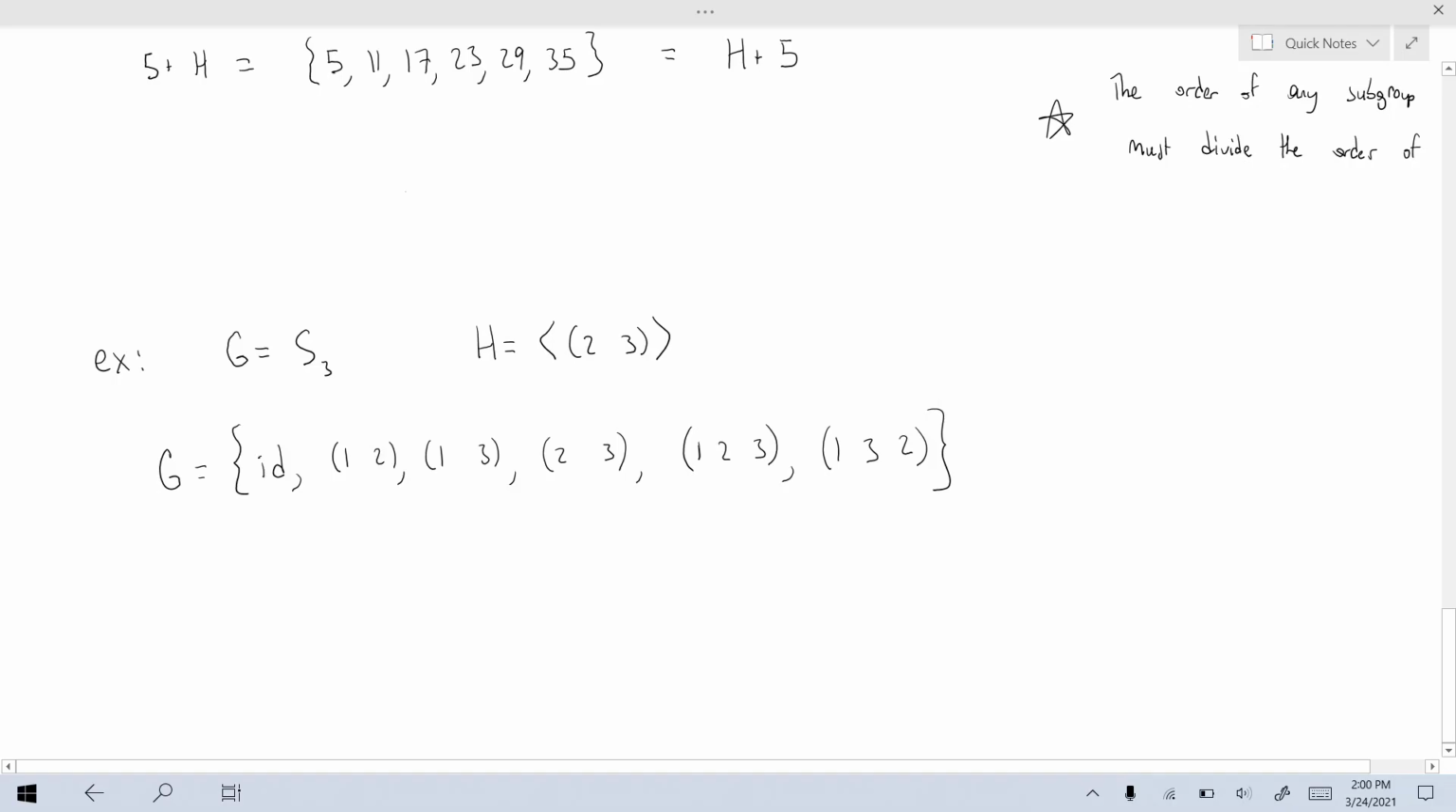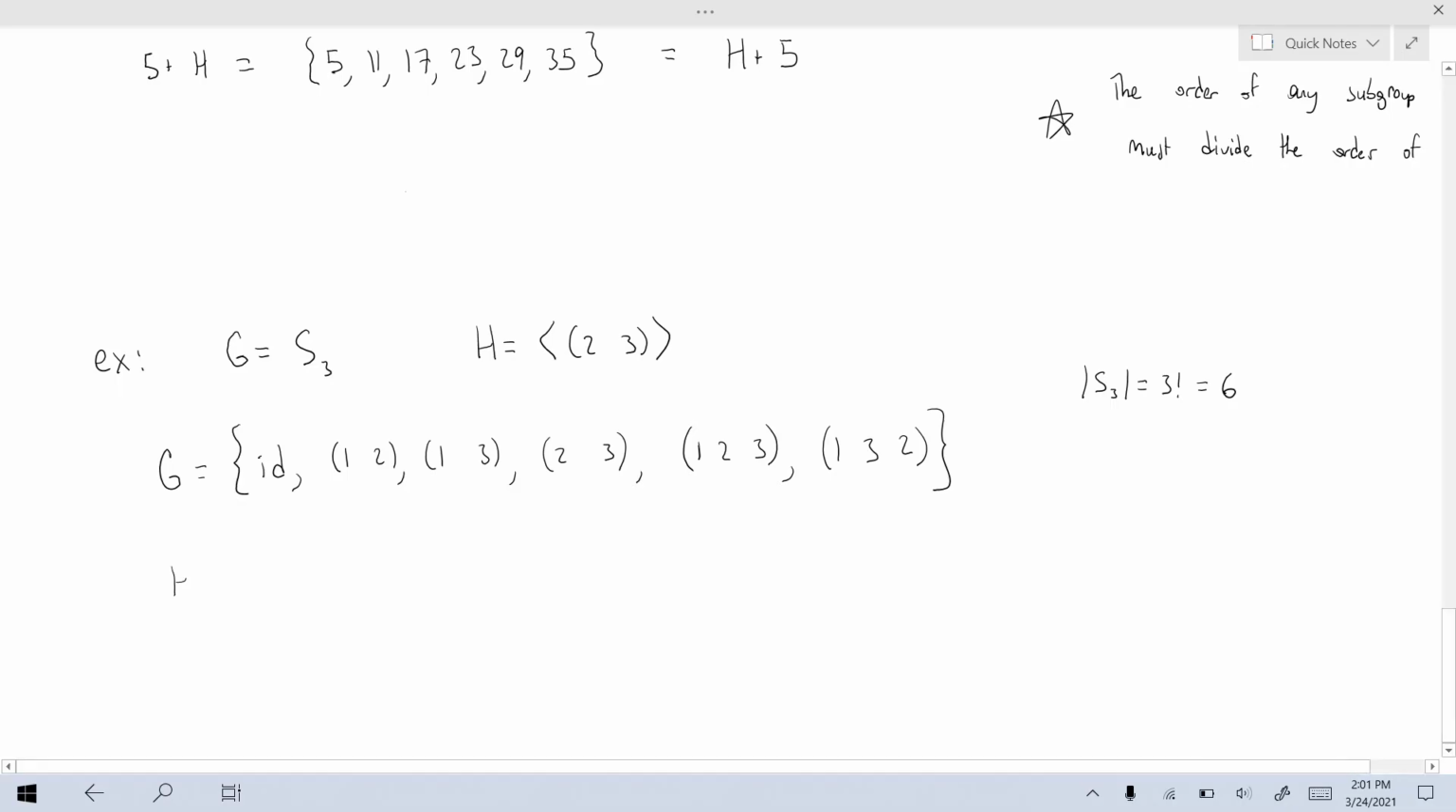And something that I talked about in my last video on permutations is that the order of Sn is n factorial. So the order of S3 would be 6, meaning there would only be 6 elements in S3. And so because I see that I already have 6 elements listed out, I know that I have found all the elements of G.